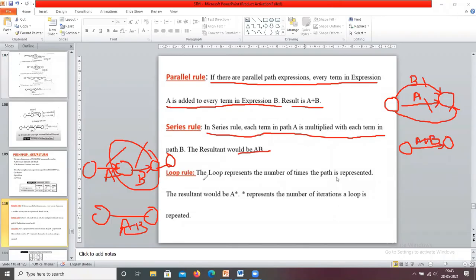Loop rule: the loop represents the number of times the path is repeated. For example, here is one node, and here 3 is specified. The loop represents the number of times the path is repeated, so this loop executes 3 times. The resultant would be a power 3. So star represents the number of iterations a loop is repeated. In this example, it repeats 3 times, so we represent this as a power 3.